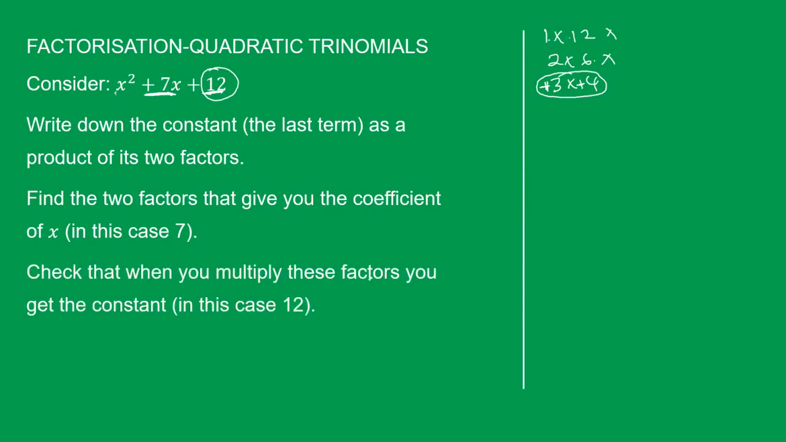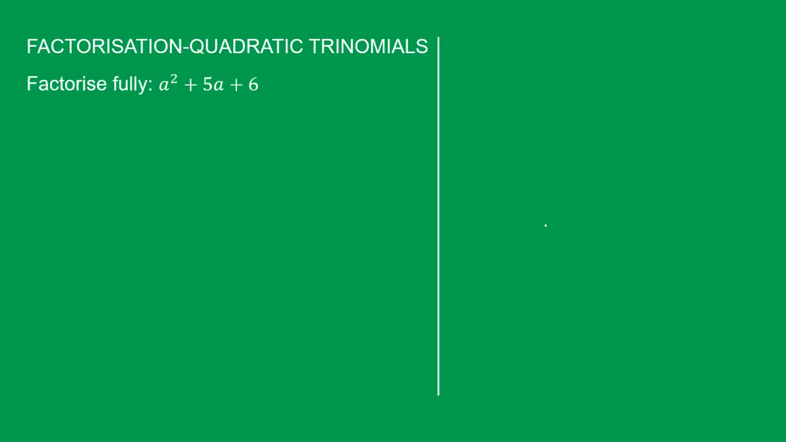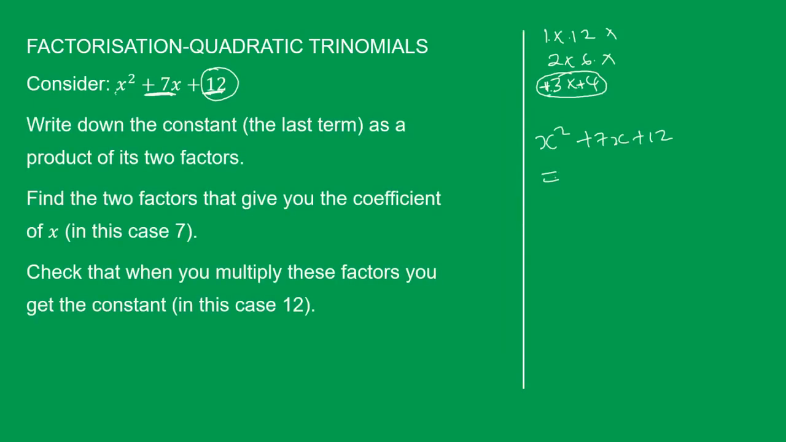Check that when you multiply these factors, you get the constant. So we want to see if we multiply these factors, do we get positive 12? 3 times 4, we get 12. So these are the factors that we're looking for. And then we use these factors to form our brackets. This is equal to, we have positive 3 here and positive 4. So we form our two brackets, x plus 3, x plus 4, or even x plus 4, x plus 3 is still okay. Let's do examples, and then we're going to discuss how the sign of the constant and the sign of the coefficient of x may assist us to factorize quadratic trinomials.